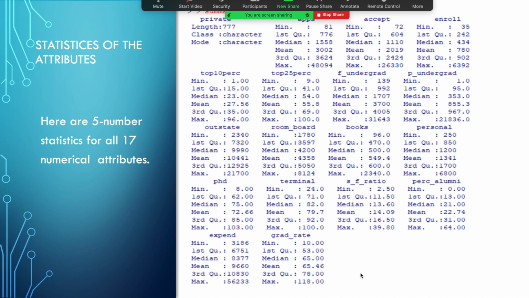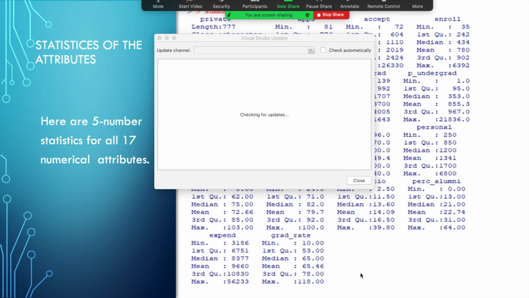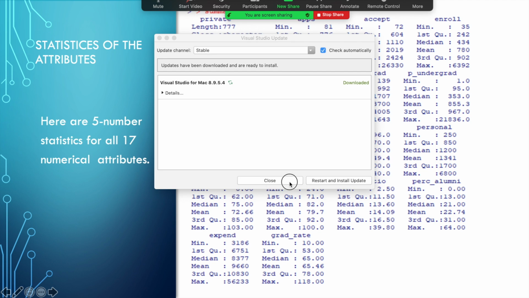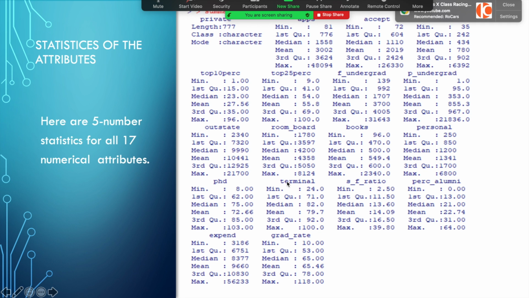Here we can see that there's only one non-numeric attribute, which is the very first one, private, and the rest are numerical. We can see the 5-number statistics for the 17 numerical attributes.